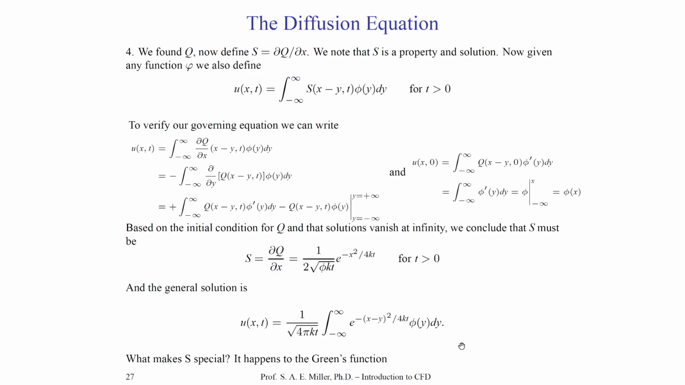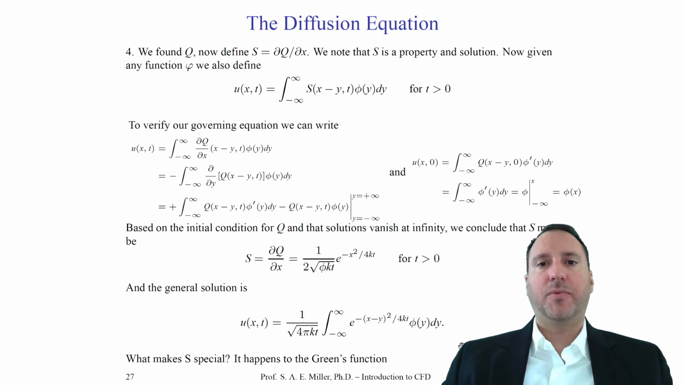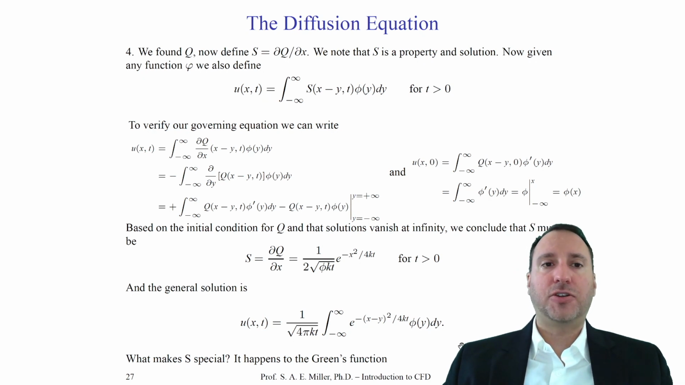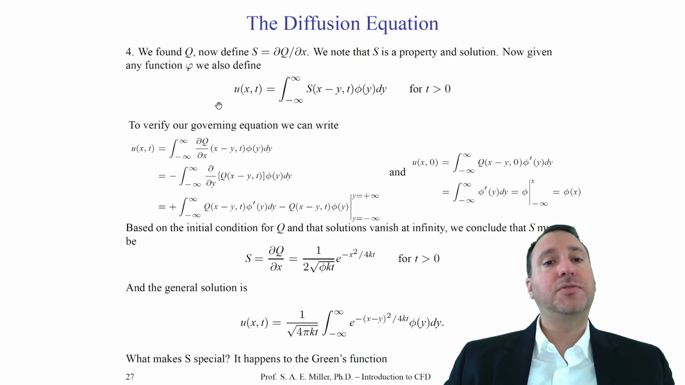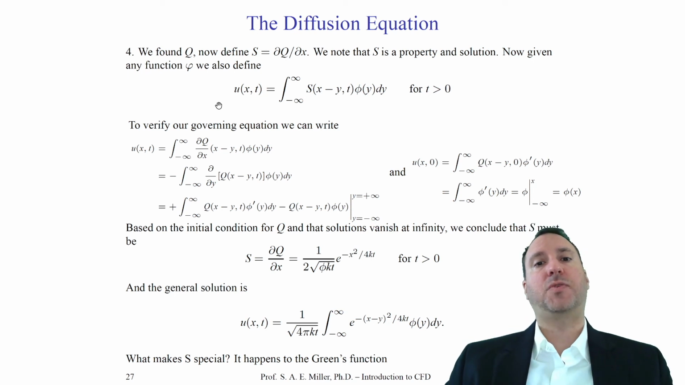Now that we found q, we need to define s, and we note that s is a property of the solution. We'll let s equal partial q partial x. Now we can define any function psi, little psi that is, and also define u. We'll let u of x,t equal the integral from negative infinity to infinity over y, where y is a dummy variable and we left x for space, of s of x minus y, t and phi of y dy for t greater than 0.